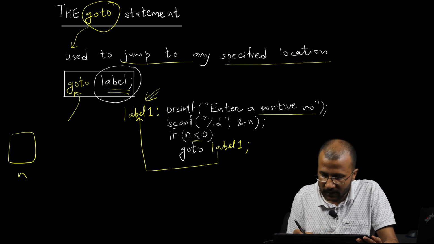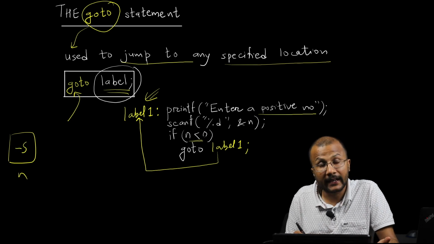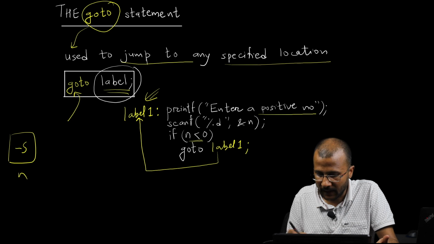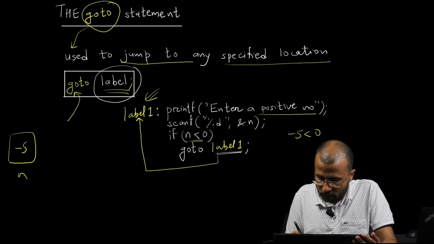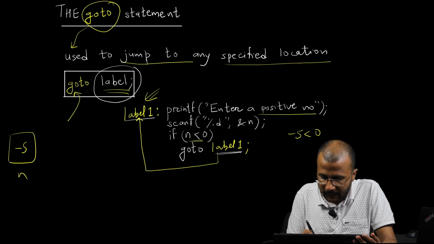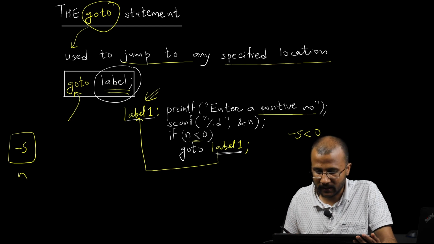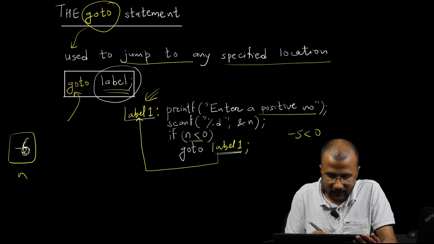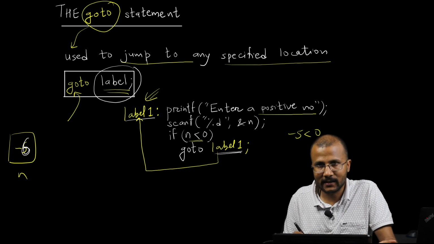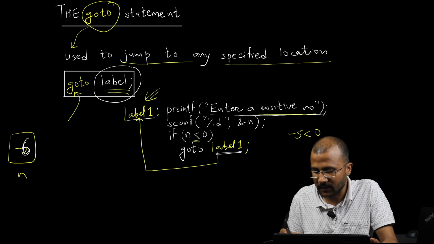Whenever the user enters a negative number, let's say the user enters -5. Since -5 is a negative number, the condition is true: -5 is less than 0. So it will encounter goto label1 and go back to label1 and execute enter a positive number. So again the user will be asked to enter a positive number. Let's say the user enters -6 in this case. Again this is true, -6 is less than 0, so it will encounter the goto statement, go to label1 and ask one more time to enter the positive number.